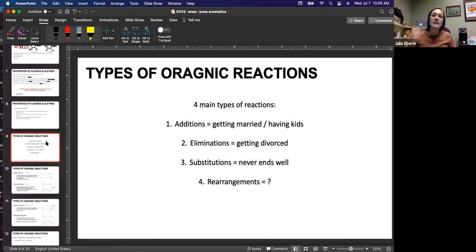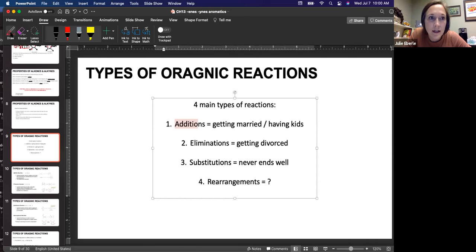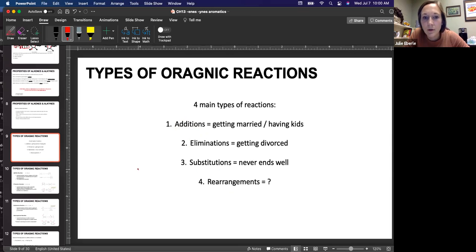So there are 4 main types of organic reactions, and we actually did this in one of my classes last spring when we were classifying types of reactions. I thought it was kind of funny, but people said it really helped them keep the different reactions straight. So you have addition reactions, elimination, substitution, and rearrangements. And what we did is we equated it to relationships.